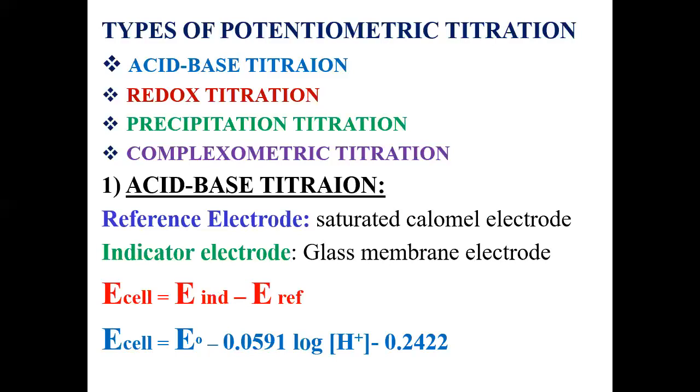We have taken base solution in the burette. Base solution is always taken in the burette and is of known concentration, the standard solution, because this is our standard solution. What is a standard solution? A standard solution is one whose concentration is known. The solution whose concentration is known is called a standard solution. So the standard solution is always taken in the burette.